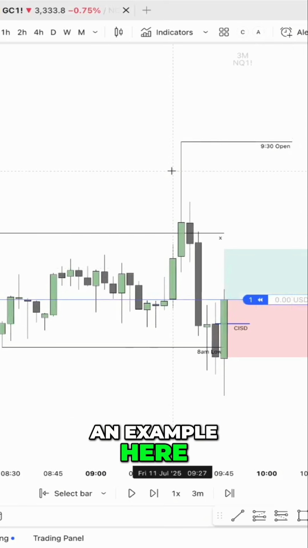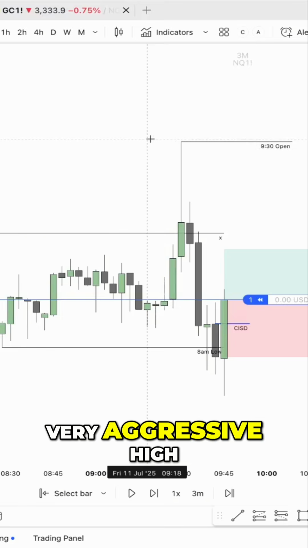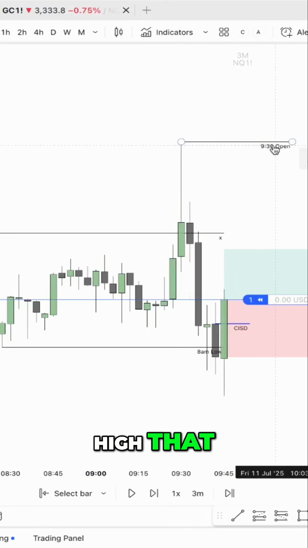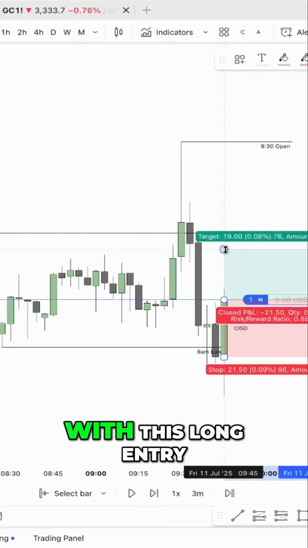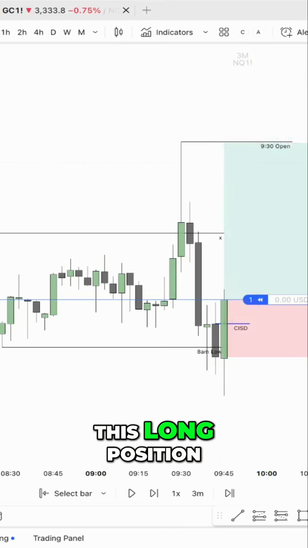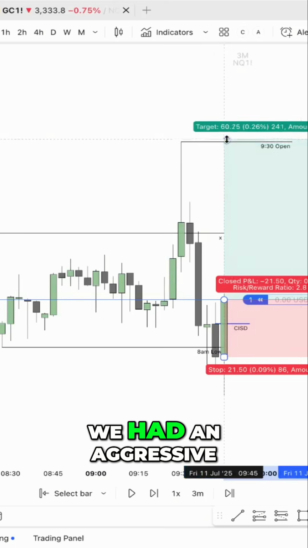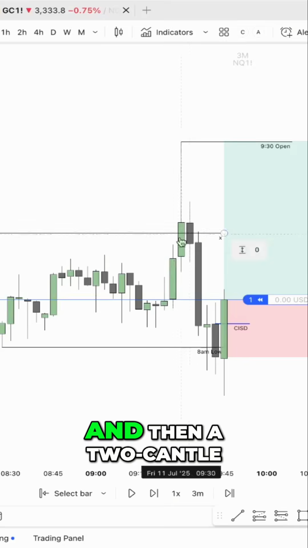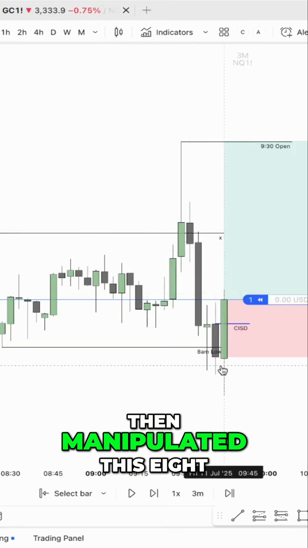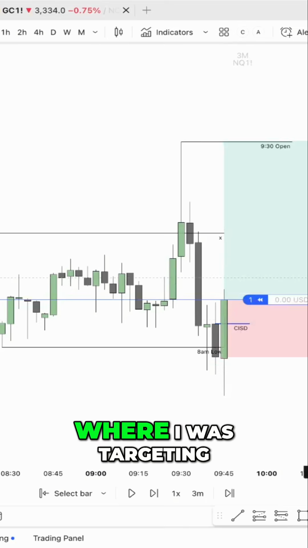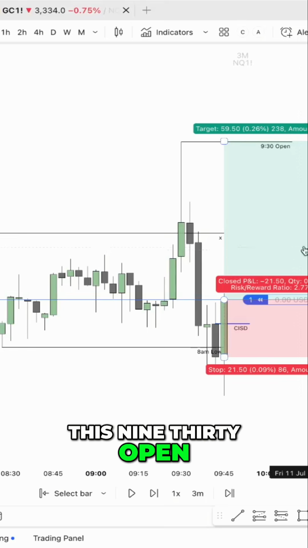And so an example here, well, this 930 formed a very aggressive high, aka that 930 open high, right, that I have marked in my chart here. And so with this long entry, I was actually targeting this 930 open for this long position, because here we see we had an aggressive closure, an aggressive rejection off that 930 open, and then a 2 candle body down closure that then manipulated this 8 AM low. So this now became a valid long entry for me, where I was targeting this 930 open as my trade.